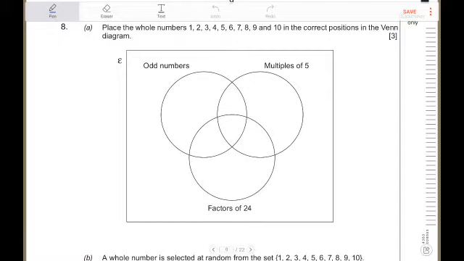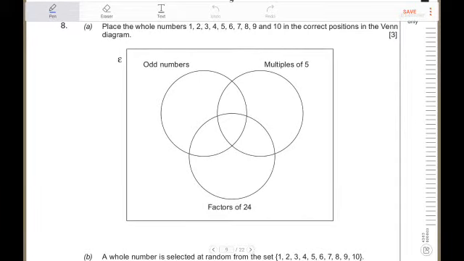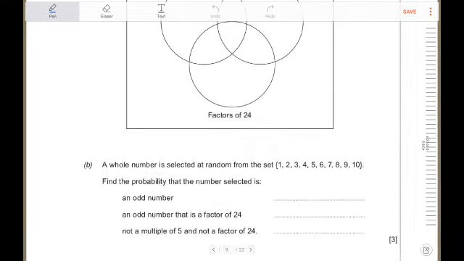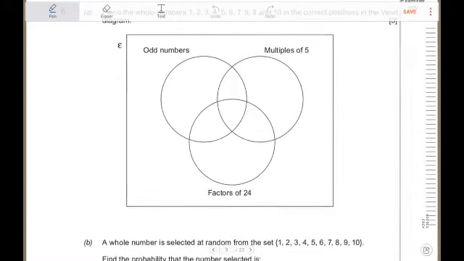Okay, so it starts off by saying place the whole numbers 1, 2, 3, 4, 5, 6, 7, 8, 9, 10 in the correct positions in the Venn diagram. So we're going to populate this Venn diagram with those numbers 1 to 10. Let's have a look at the rest of the information. Oh, before I do, let's look at the diagram.